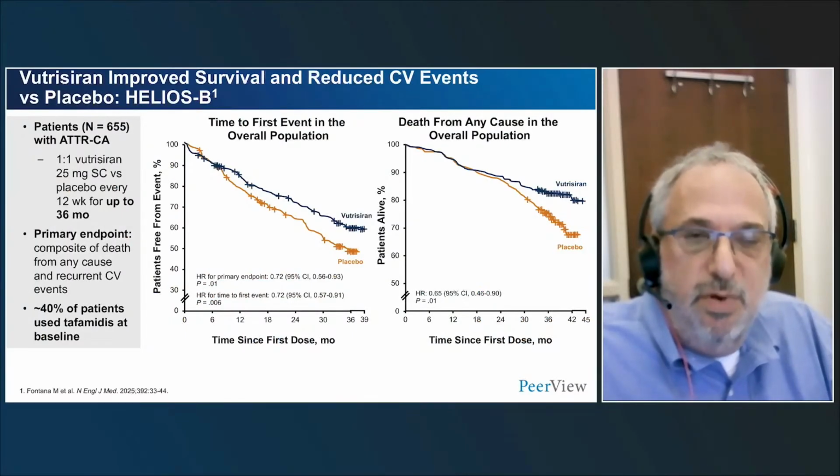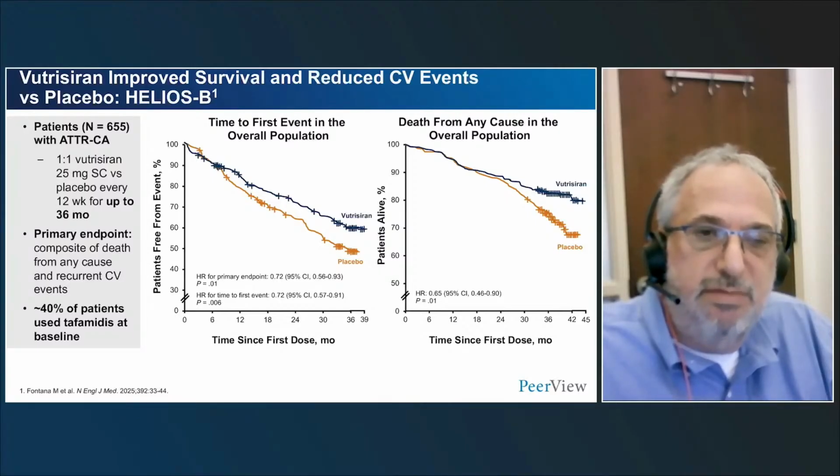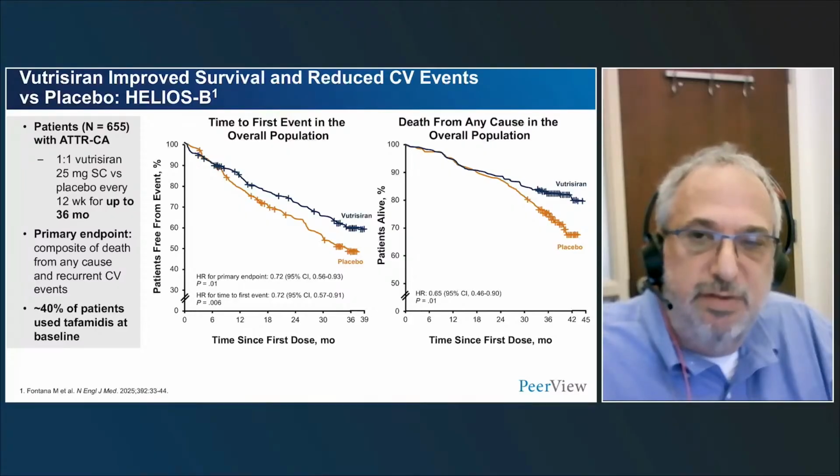A third agent working through a different mechanism of action is vutrisiran, a next-generation silencer that's administered subcutaneously, and this was studied in the landmark HELIOS-B trial, presented and published in the New England Journal by Marianna Fontana. Here we randomized 655 patients, 1 to 1, to receive vutrisiran subcutaneously, 25 milligrams every 3 months, versus placebo. And the primary endpoint was a composite of death from any cause and recurrent CV hospitalizations.